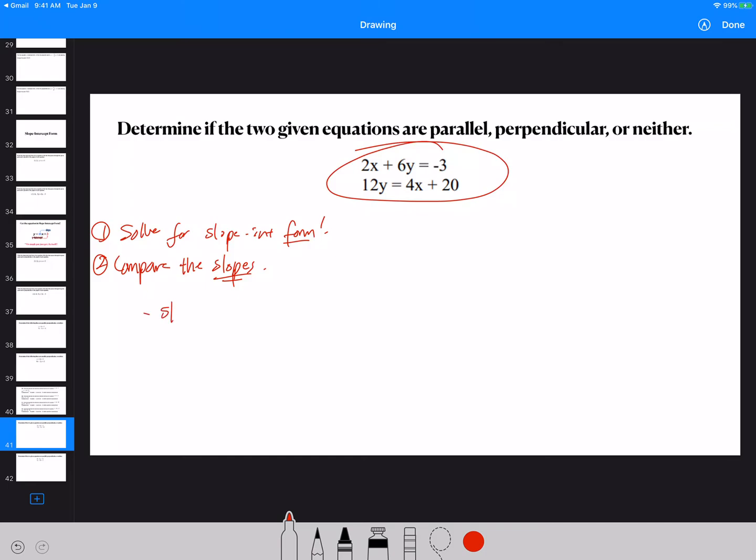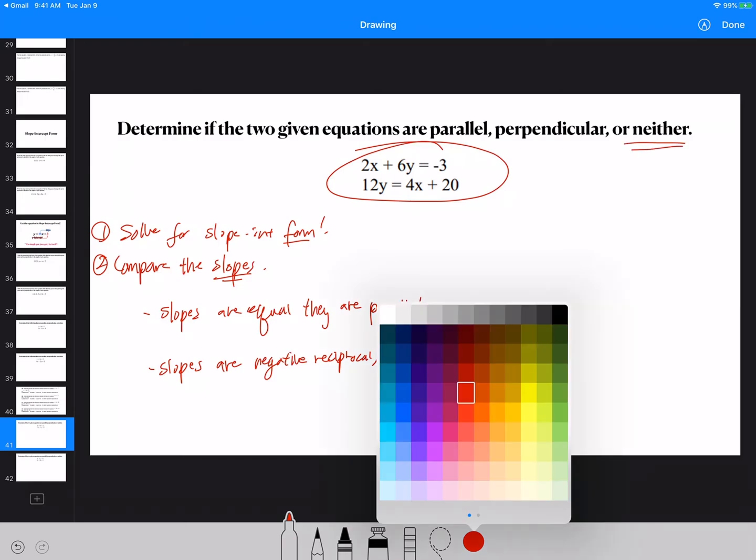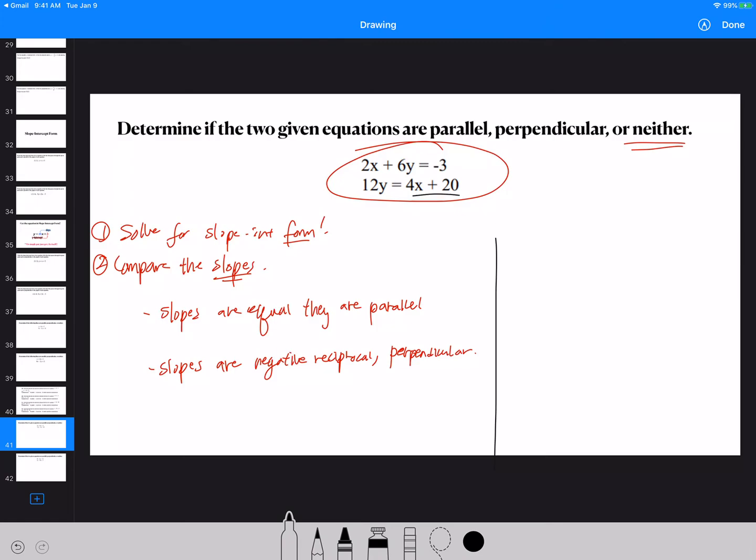If the slopes are equal, they are parallel. If the slopes are negative reciprocals of each other, they are perpendicular. If it's neither of these two things, then you're going to have to just put neither. Okay, so pause the video now and try this question on your own.